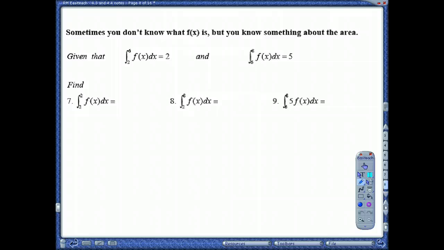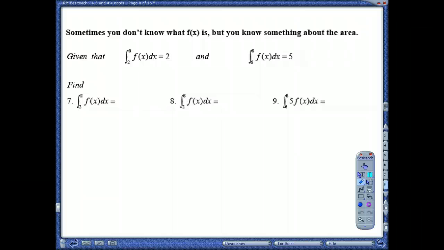Now they like to do things so that you don't have to use your calculator, and it makes things a little bit more fun. It's basically showing that you know those properties. So for instance, they're not going to tell us what f of x is. So there's no way we can integrate it and put in these values. We just got to go on our properties and hope we know the answer.